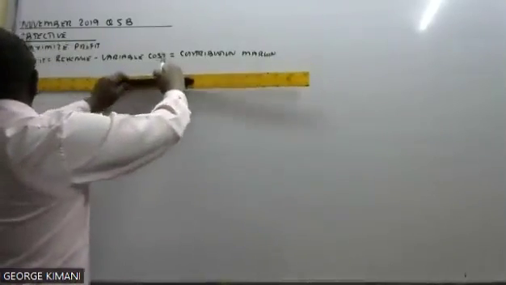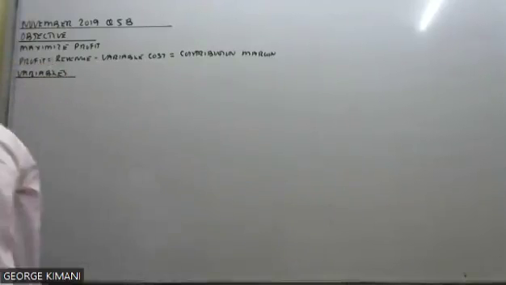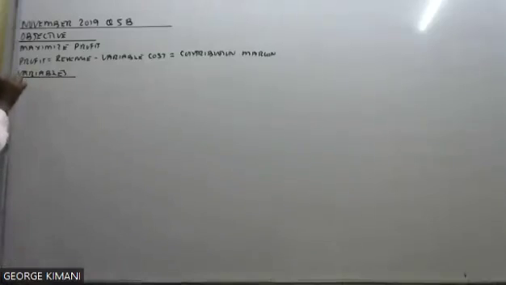Step number 2, you identify the variables. Now, variables are the products that are in that question. So who are they? We have product X and product Y.